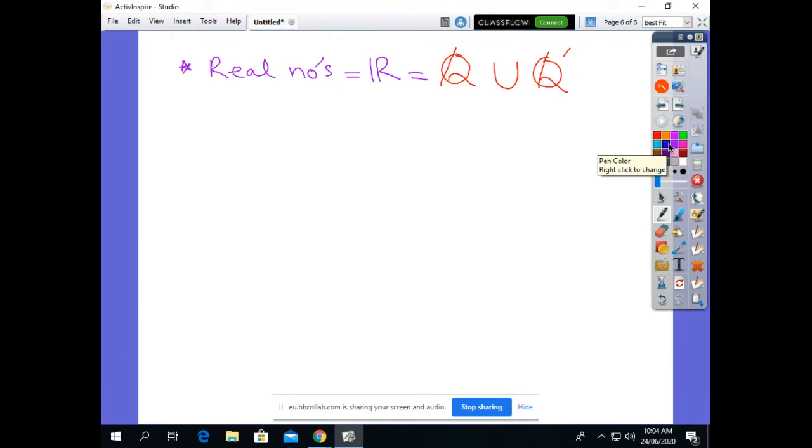Now the important definition is, what is a real number? Here we write the set of real numbers.